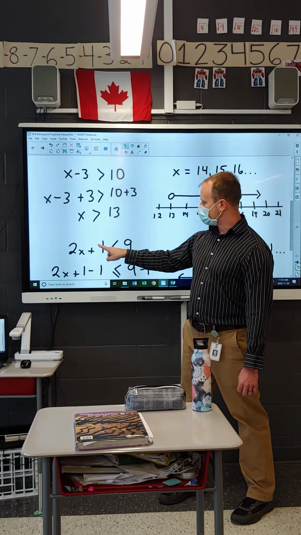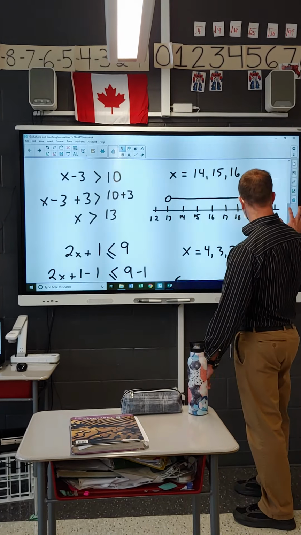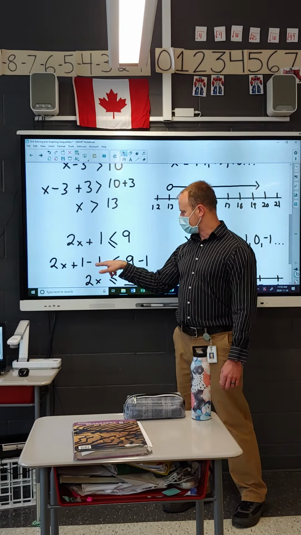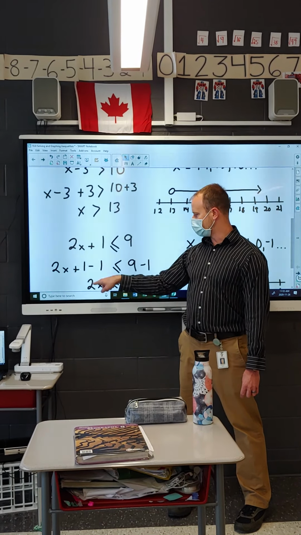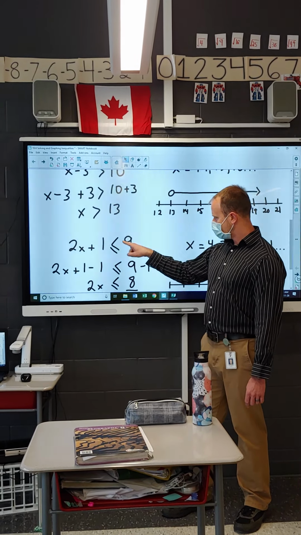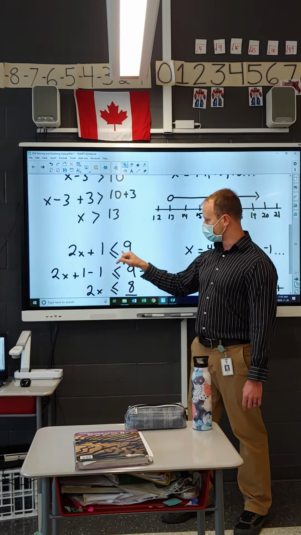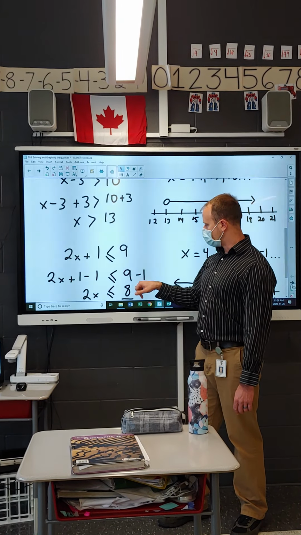We do that by subtracting 1 from both sides. Okay? So subtract 1 here, subtract 1 there. These two equal 0, leaves us only with 2x on this side. Notice my inequality signs in both the first example and this example are still lined up, okay? That's very important. And then 9 subtract 1 is 8.